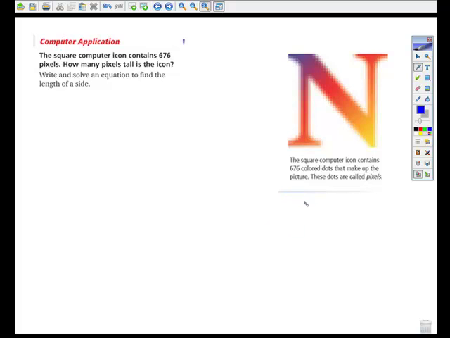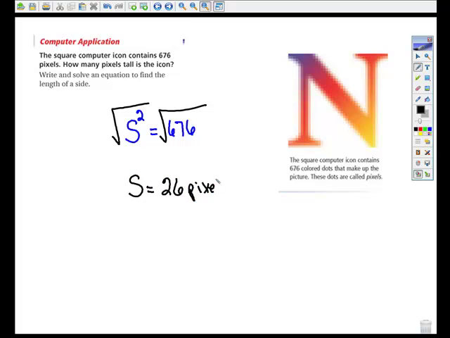You probably know this. I'm a little old school, so pixels are still new to me, but these are little squares up here. So the little colored dots make up the picture, and the dots are called the pixels. So it says the square contains 676. How many pixels tall? If we look at this as a square, then I can look at that as the area. That's how many little dots cover it. So then I know that my area, which is side squared, equals 676. So the inverse operation of squaring is square rooting. So I know that my side equals, in this case, 26 pixels.